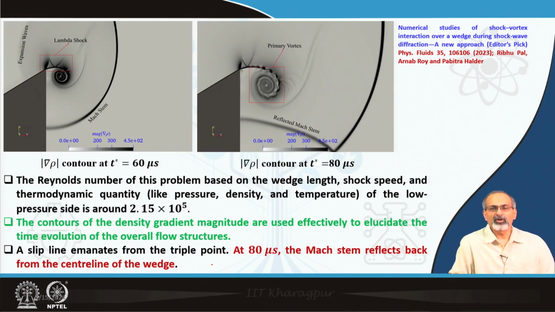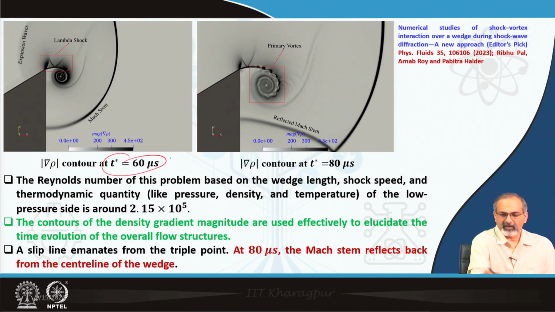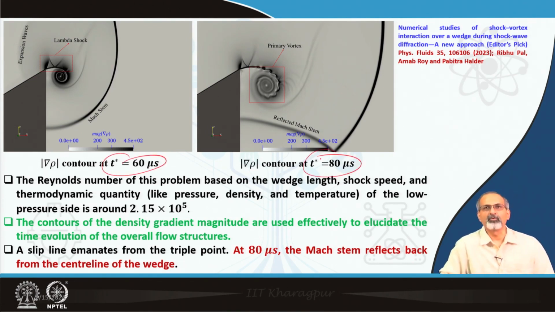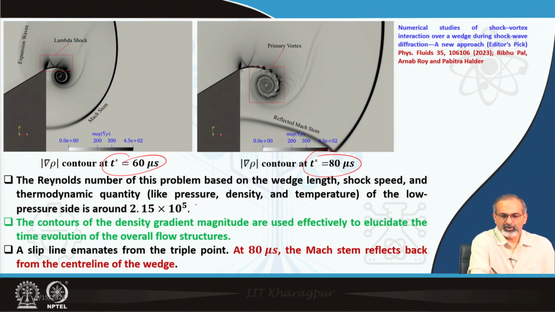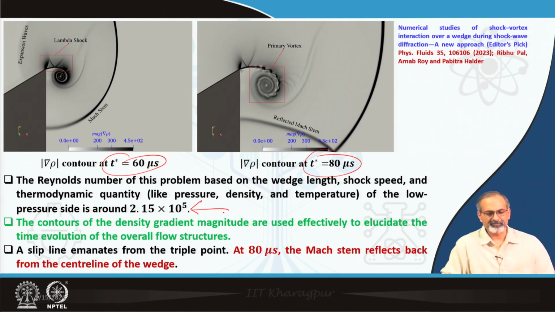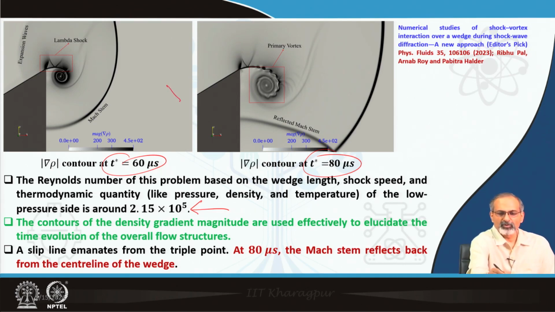Having said that, we move on to see how the flow really evolves, and you see interesting features over here at different times unfolding as the flow moves on. And the Reynolds number of the problem, based on wedge length, shock speed and a thermodynamic quantity like pressure, density or temperature, shows up in this range. Contours of the density gradient magnitude are used effectively. So, that is what you see over here in both these plots.